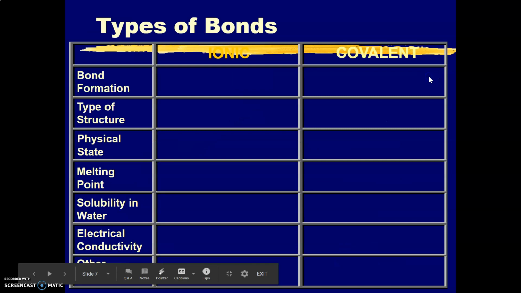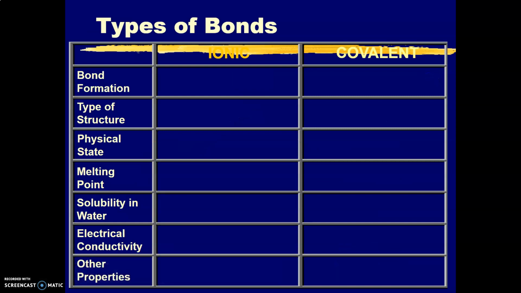Let's do some comparing and contrasting. Let's talk about ionic versus covalent. This is where we're going to spend most of our time. This week we will finish up with ionic bonding, and then next week when we get back, we will be talking about covalent bonding. Bond formation, how did the bonds form? Well, electrons are transferred from a metal to a nonmetal. That's really important. Now that you know the periodic table, you know what are metals and what are nonmetals. Therefore, an ionic bond is between a metal and a nonmetal.